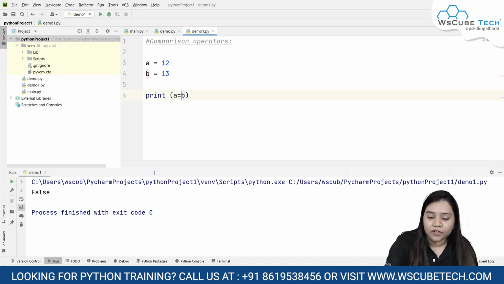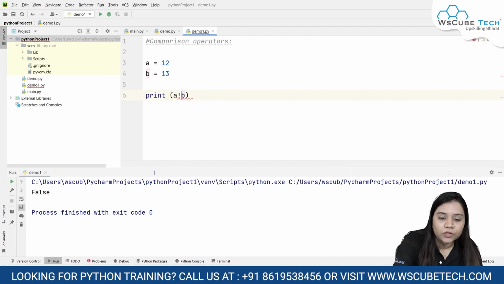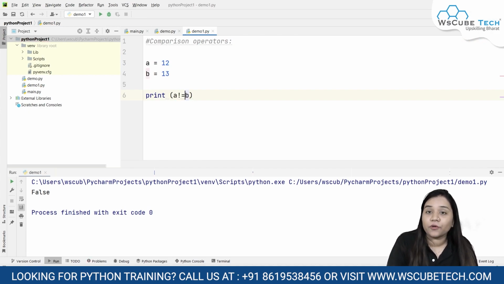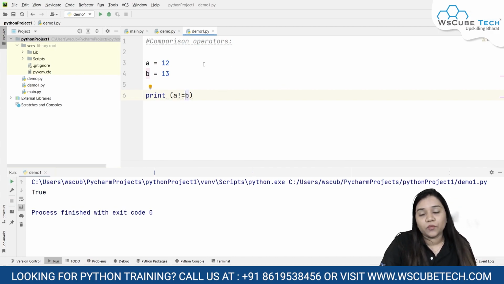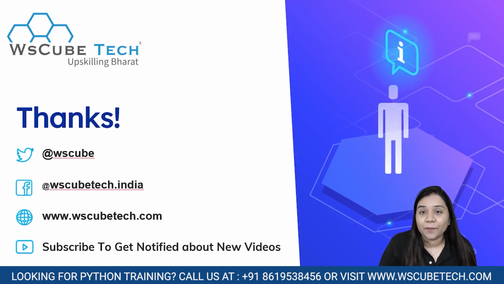Similarly, we will be using our not equal sign. For the not equal sign, all you need to do is put an exclamation mark followed by an equal to sign. So we will be checking if A is not equal to B. So yes, A is not equal to B. That's why it's giving us true. As we can clearly see, A's value is 12 and B's value is 13 and they are not equal to each other. So guys, these were our 6 comparison operators.